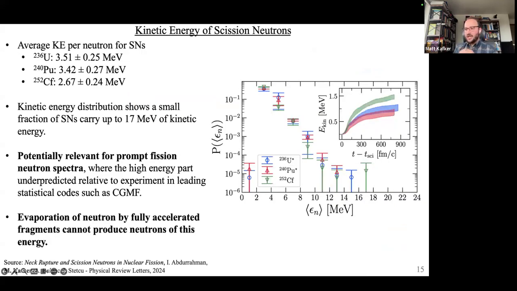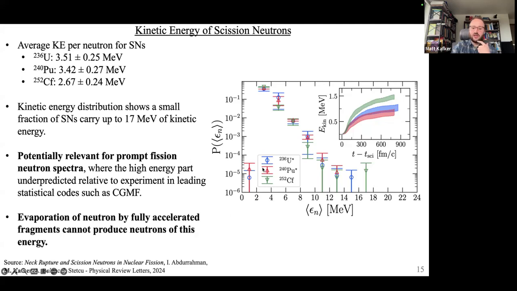Okay. Next aspect of this, we can estimate the kinetic energy of the scission neutrons. So here are some numbers for the average kinetic energy per neutron of the scission neutrons. I'll just draw your attention to the figure here. So what we have is our estimate of the probability distribution of the kinetic energy per neutron. Okay, so we have the energy per neutron on the horizontal axis.